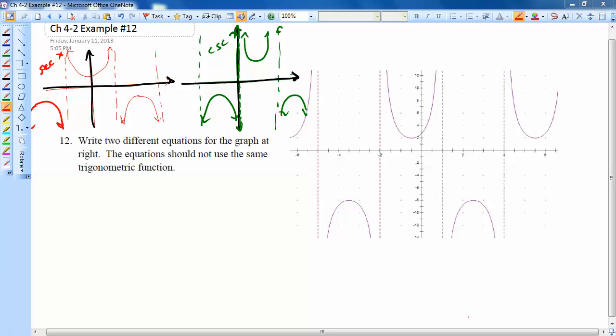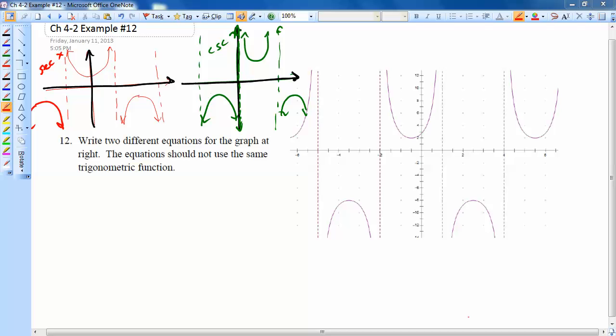Okay, so I want to do example 12 from the example packet from chapter 4-42. In this one, we need to come up with an equation for this graph that's on the right. You can just look at it and see it's going to be a secant or cosecant one. So what I did was I already did really basic versions of the secant and cosecant graphs.